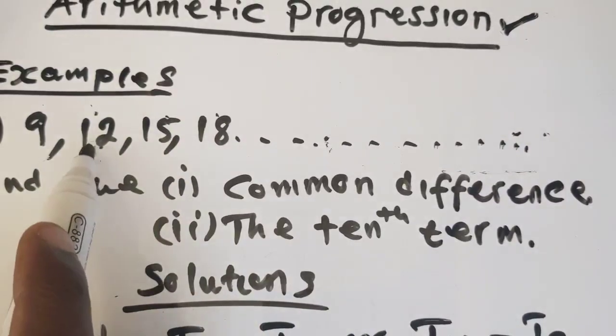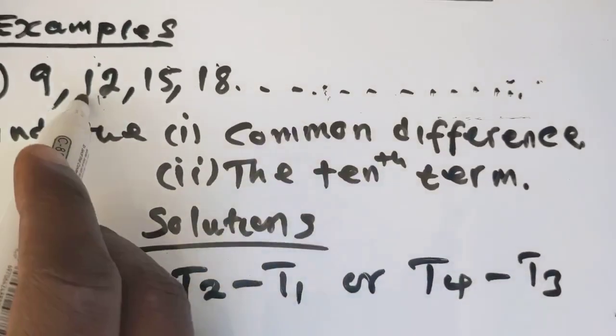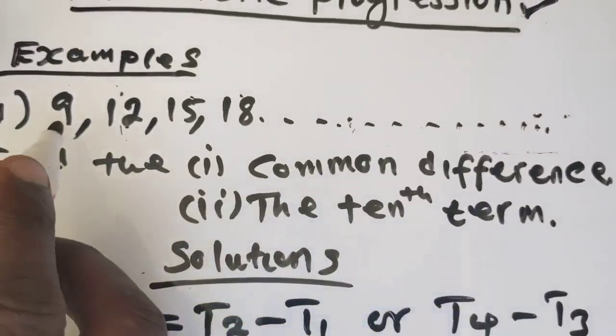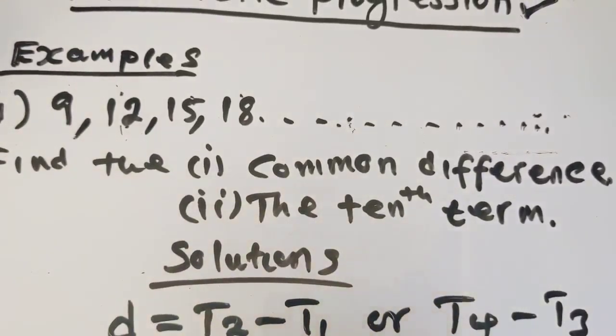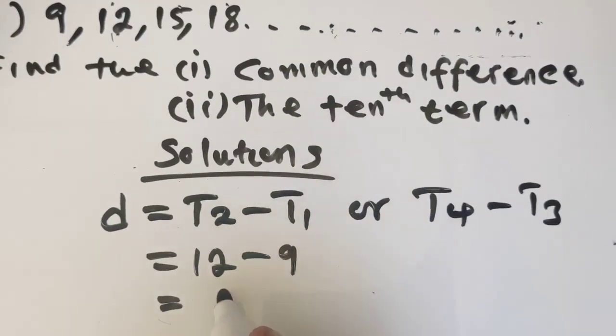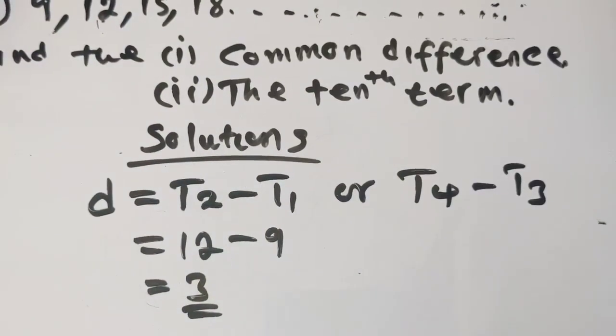So this is term 2. If you want to find the common difference, you just say 12, this is term 2. You put term 2 here, that is 12, then minus term 1. What is term 1? Term 1 is 9, so you put 9. What are you going to find? 12 minus 9, you're going to find that is 3. So this is the common difference.